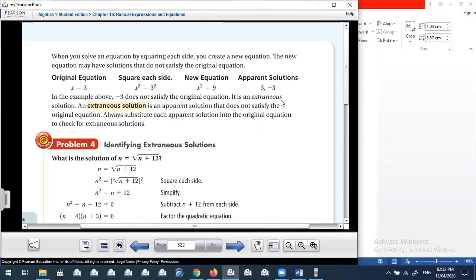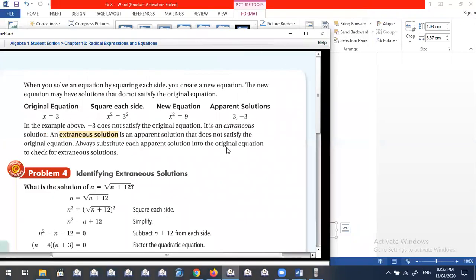Again, extraneous solution. An extraneous solution is an apparent solution that doesn't satisfy the original equation. Always substitute each apparent solution into the original equation to check. How come? Let's start an exercise to know what is the meaning of extraneous solution.